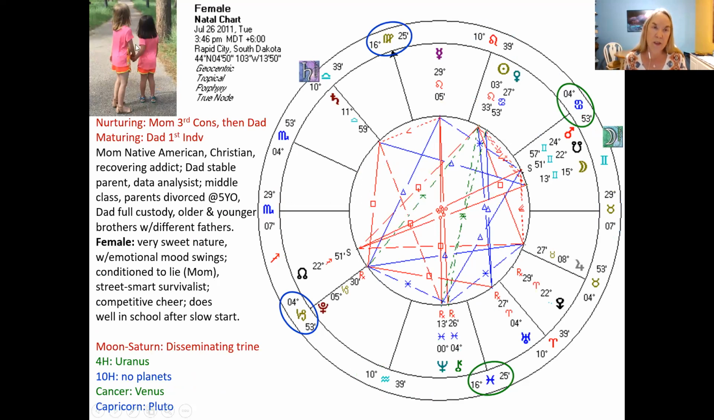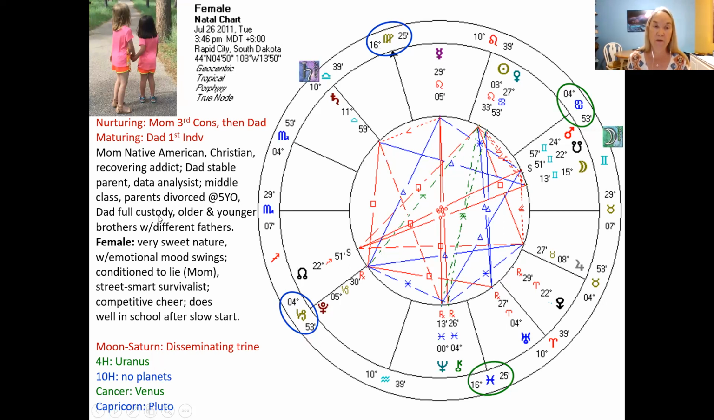Okay, so now we're going to look at this little one right here. She has a mother who's third consensus and was nurturing, and then dad took over. And maturing parent is dad, who is first individuated. Mom is Native American. She is Christian, a little bit religious, but she is a recovering addict. And this has been an issue almost the entire time period for this little soul, who has turned 12 years old. They're middle class. When she was 5 years old, the parents divorced, and it took a long time.